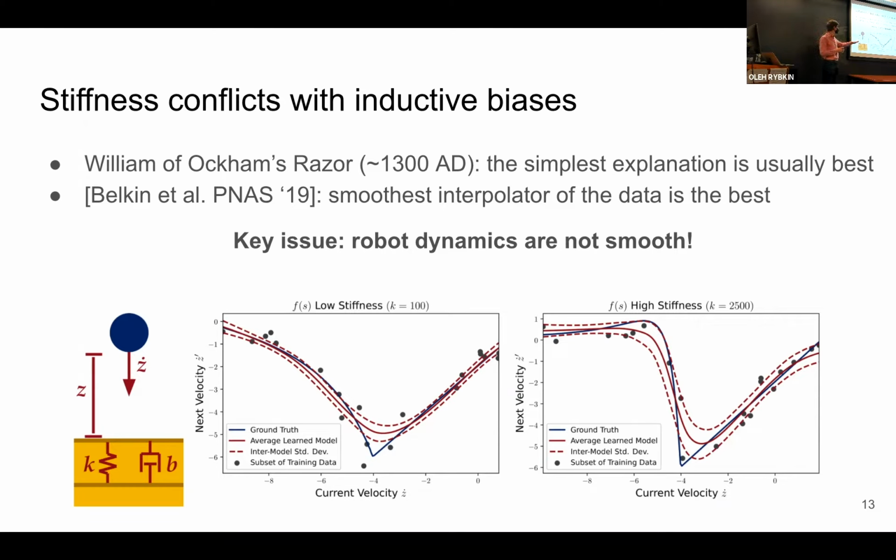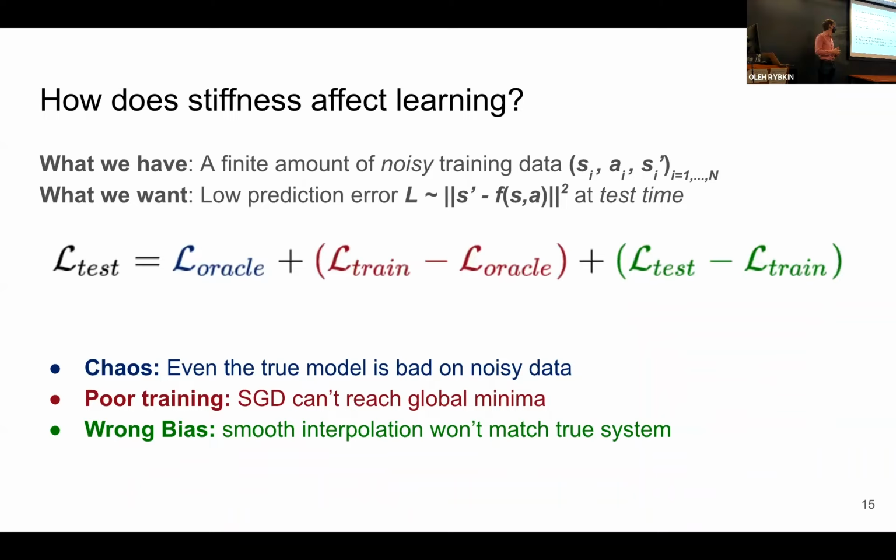So each of these three issues is individually concerning, but how do they interact with each other to affect our learned models? Well, as a reminder, what we have is some finite amount of noisy training data. And what we would like is to have low prediction error at test time. And in fact, we can take that test time error and decompose it into three separate terms. The first component, which we call an oracle loss, captures the performance of a perfect model on noisy data. This term grows because as stiffness increases, the underlying system becomes more sensitive to noise. That was the first problem we covered, chaos.